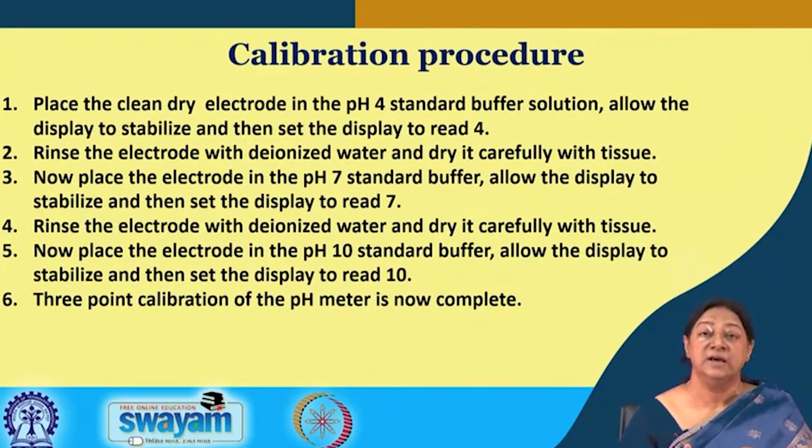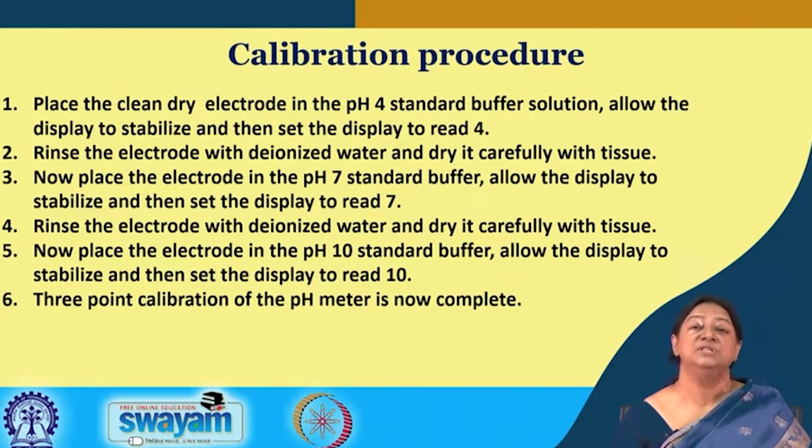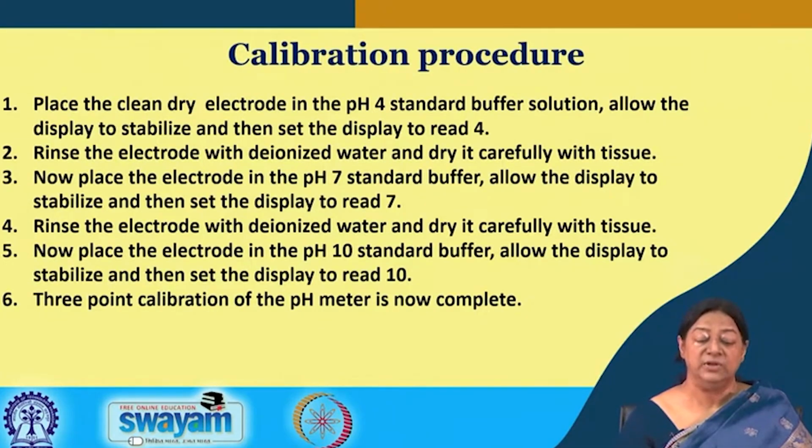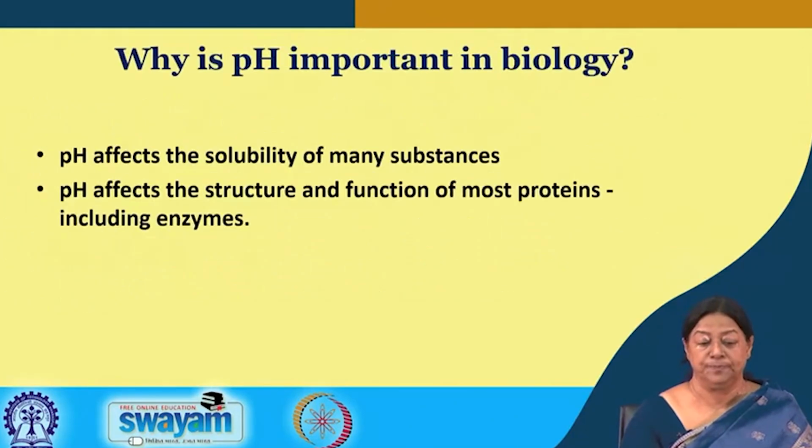The dial is then again rotated so that the display reads pH 7. Again it is rinsed with deionized water and dried again with a tissue and placed in pH 10 standard buffer, which allows the display to stabilize to reach the value of pH 10. Once this procedure is completed, we have a 3-point calibration of the pH meter now complete, and it is now ready for use to determine the pH of any solution that we might want to.